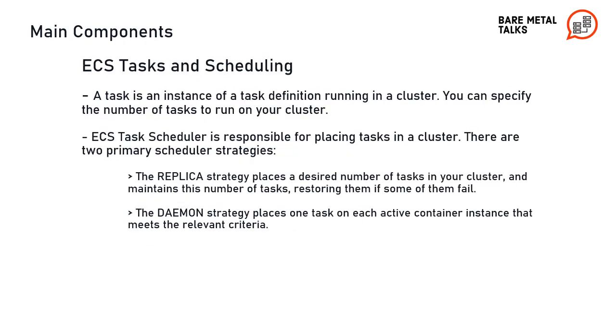ECS tasks and scheduling. A task is an instance of a task definition running in a cluster. After you create a task definition for your application in ECS, you can specify the number of tasks to run on your cluster. The ECS task scheduler is responsible for placing tasks in a cluster. There are two primary scheduler strategies. The replica strategy places a desired number of tasks in your cluster and maintains this number of tasks, restoring them if some of them fail. The daemon strategy places one task on each active container instance that meets the relevant criteria.